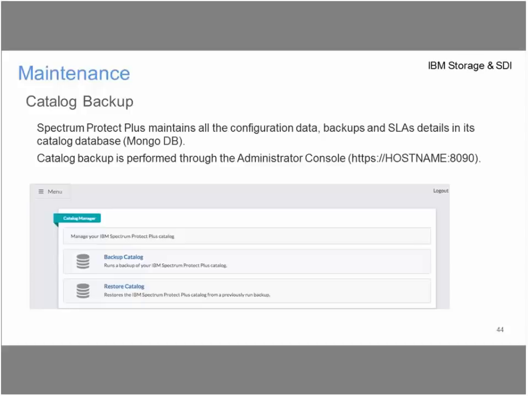But for this purpose, the thing that you're going to want to be aware of is that periodically you're going to want to make sure that you take a backup of your Spectrum Protect Plus catalog. In the initial release of Spectrum Protect Plus, this is a manual task that you're going to have to run. It is on the roadmap to be done automatically on a predefined basis, but for the initial release, this is something you want to make sure that you do manually on a regular basis.